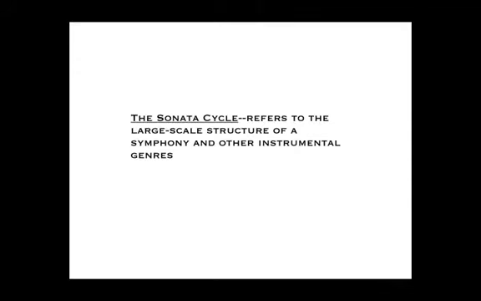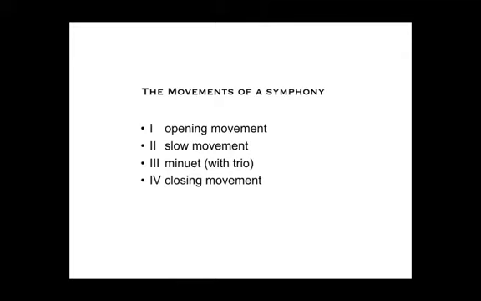There were many different formats that were used in the early symphonies, but by about 1770, this four-movement plan emerged. This is called the sonata cycle. It doesn't say that in our book, but the sonata cycle is the name that refers to the large-scale structure of a symphony. Actually, not just the symphony, but other instrumental genres like sonatas and string quartets and serenades and so on. This slide shows you that the symphony has four movements.